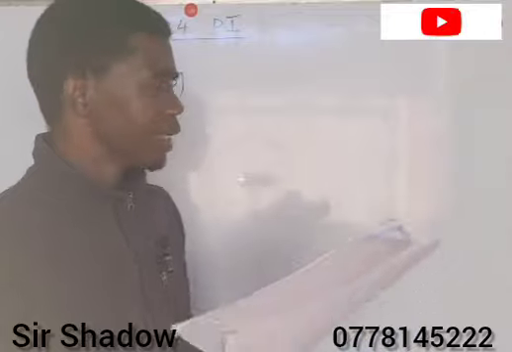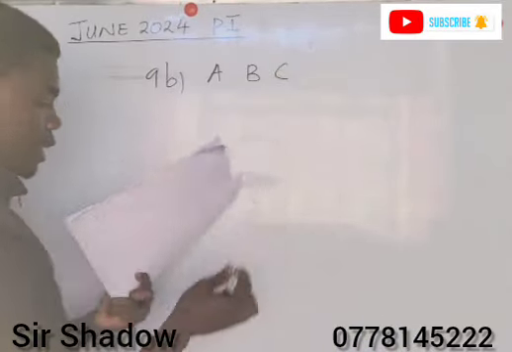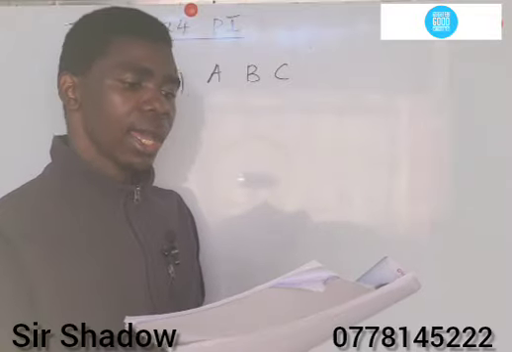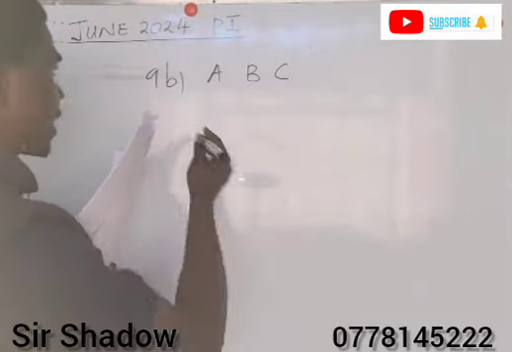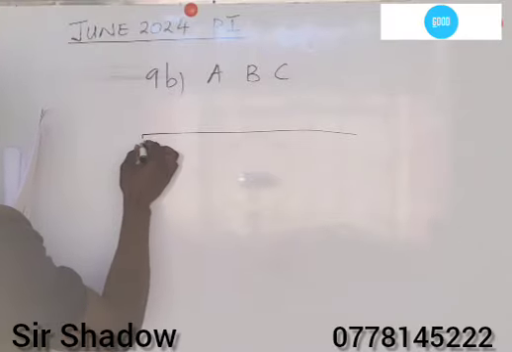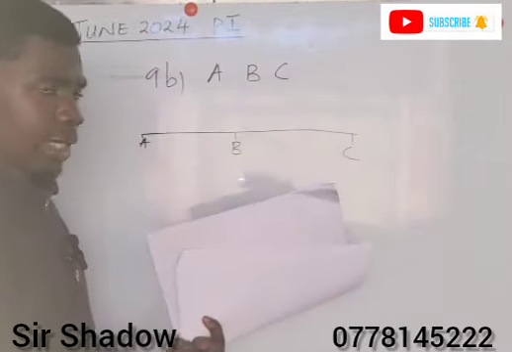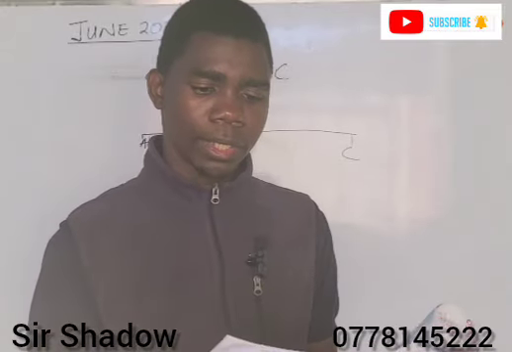three towns A, B, and C. You have three towns, A, B, and C, situated along a straight line. Meaning you might say A is here, B is here, C is here. These towns are situated on a straight line.